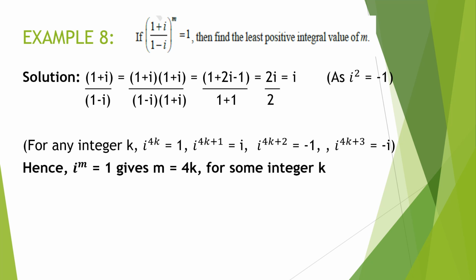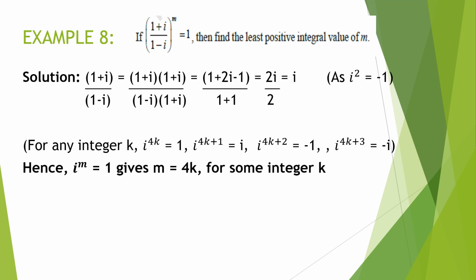Next example, again a different type of example. If (1 plus i) upon (1 minus i) whole raised to m is equal to 1, then find the least positive integral value of m. First we try to simplify (1 plus i) upon (1 minus i). So again we want to get rid of i from the denominator. So we multiply and divide by 1 plus i. On simplification, the numerator will become 2i and the denominator 1 minus i square, which is 2. So we get this equal to i.